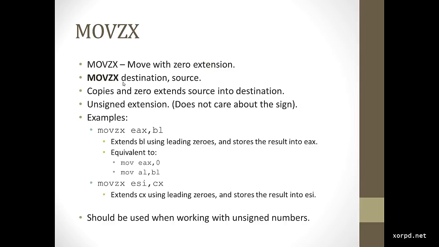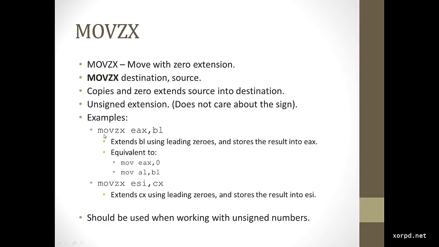What move zero extension actually does is copy and then zero extend the source into destination. Move zero extension only knows to zero extend numbers. It doesn't one extend them, for example. Only zero extension. This kind of extension is unsigned extension. It does not care about the sign.